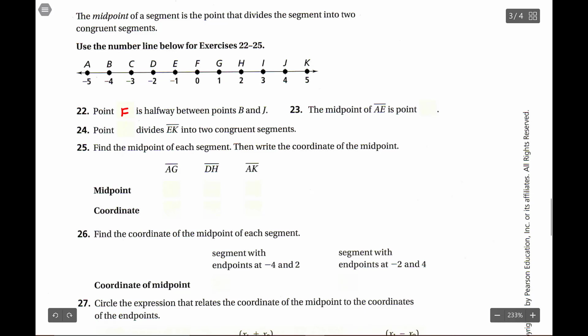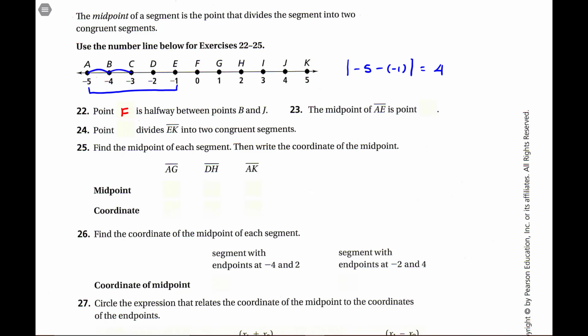And we can answer 23. It says the midpoint of AE. So A to E is -5 minus -1. When we simplify that, -5 minus -1 is -4. Absolute value of -4 is 4. That's 4 units. Half of 4 units is 2. So if we move 2 units to the right from A or 2 units to the left from E, both cases will land on point C.